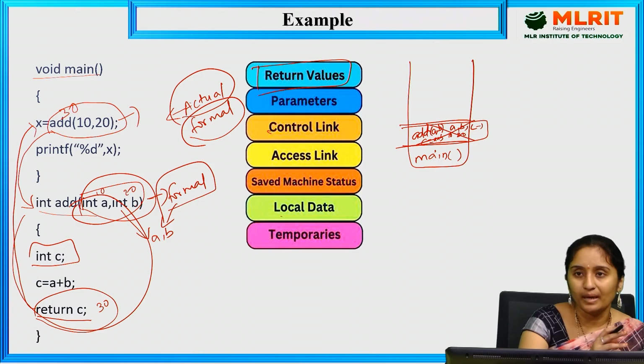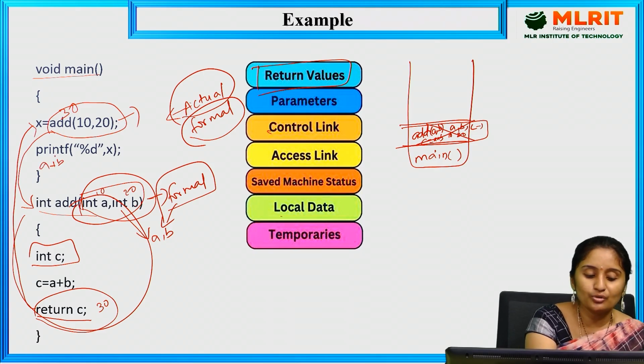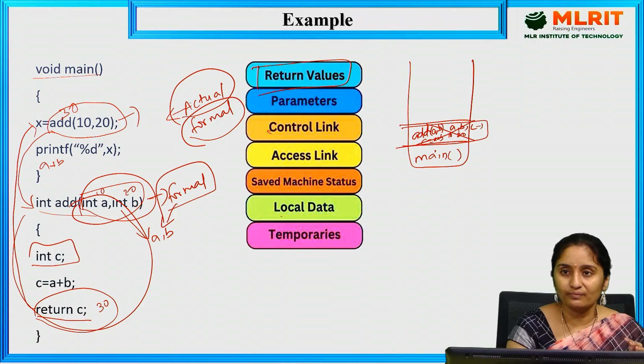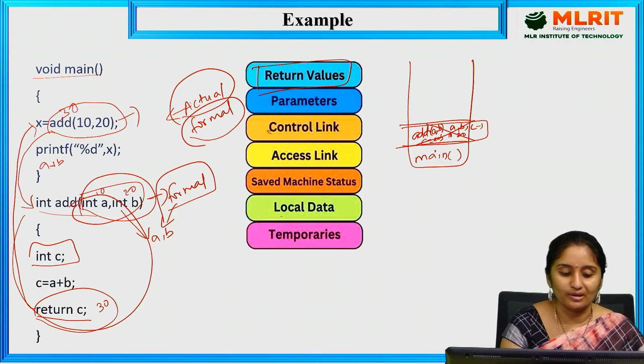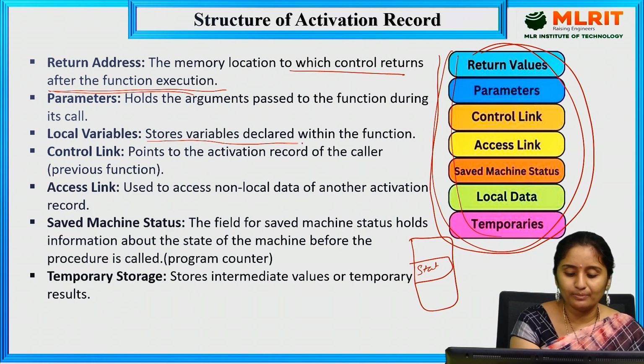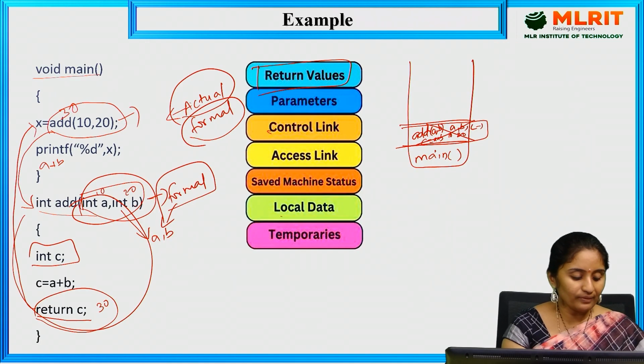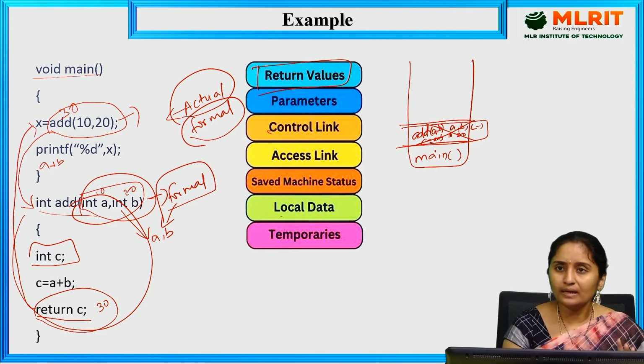In the main function, if I use a plus b, these values are not known here unless I declare and initialize them. So local variables are fixed only to that particular definition. Local variables store variables declared within that function. Global variables can be used in the whole program, but local variables are used within that particular function. Here the local variables a, b, c are used only within the add function. Here the variable x can be used only in the main function.